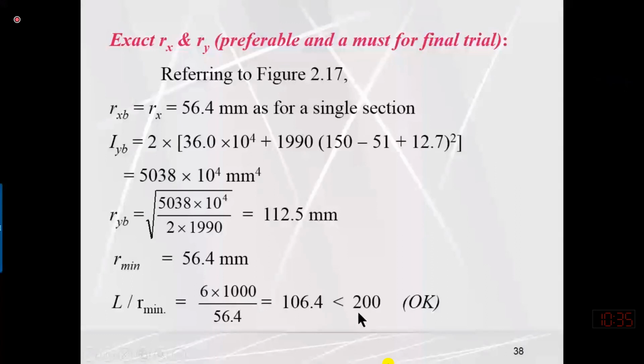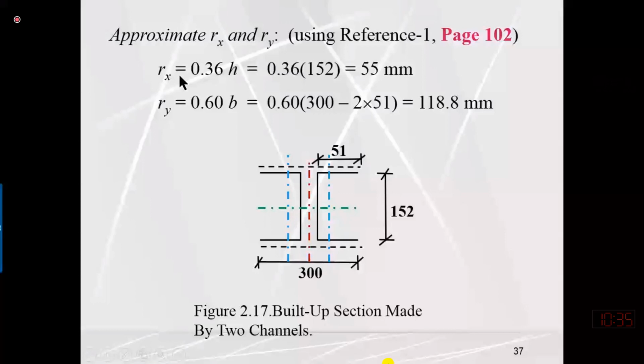So it is okay. In an examination, or if you have very little time, instead of computing the actual Ryb, you can use some empirical relationships which are given over here. If you open page number 102 of your LRFD manual, I will urge you to open page number 102 so that you can see the relationship, but I will also show you here.